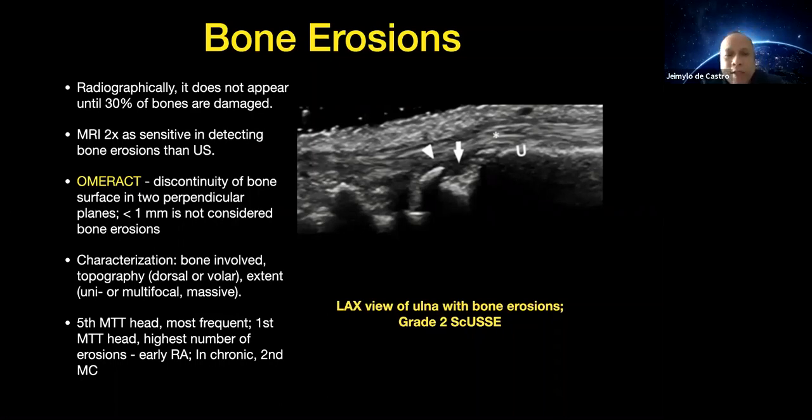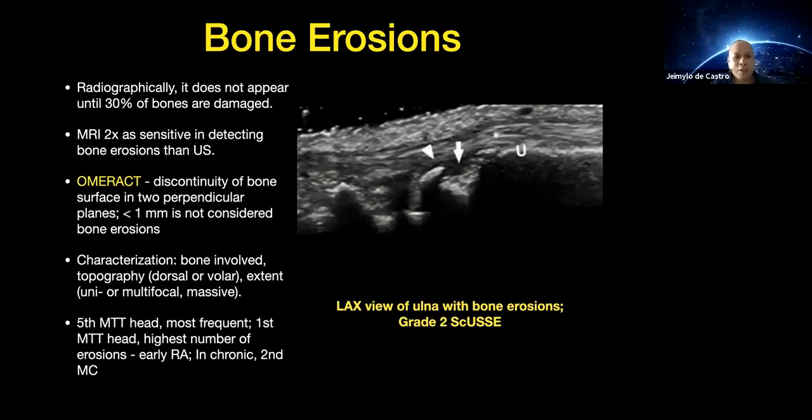So here we can see that ultrasound has a very important role in detecting bone erosions, although the more sensitive one is the MRI. But the only advantage of ultrasound is its portability. We can do it anytime, anywhere, and we can already give patients whatever concerns they have. Then, of course, the OMERACT has mentioned that if the bone erosion is less than 1 millimeter, it is not considered a bone erosion. And so anything that is more than that is the one that is valid.